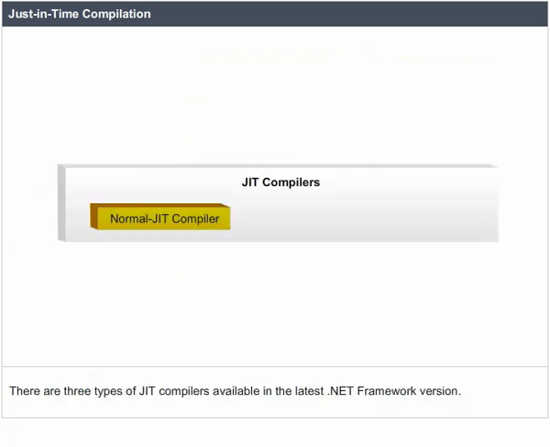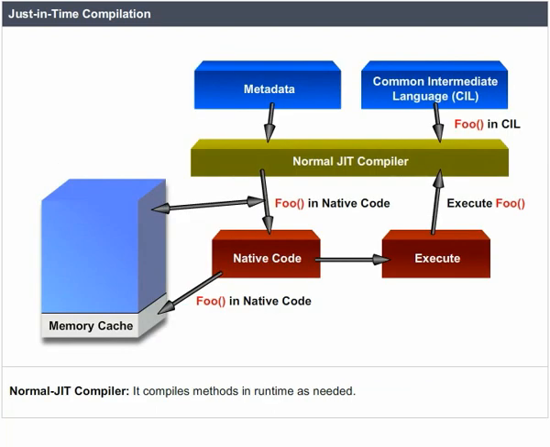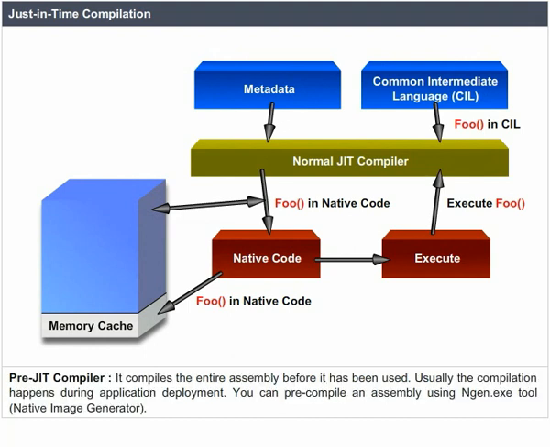There are three types of JIT compilers available in the latest .NET Framework version. Normal JIT compiler: it compiles methods at runtime as needed. Pre-JIT compiler: it compiles the entire assembly before it has been used. Usually the compilation happens during application deployment. You can pre-compile an assembly using the ngen.exe tool, the native image generator.